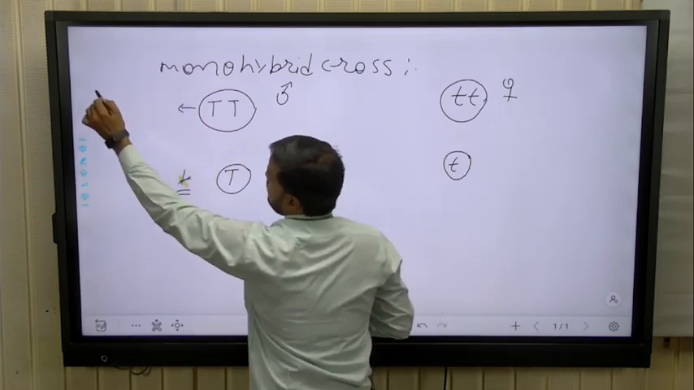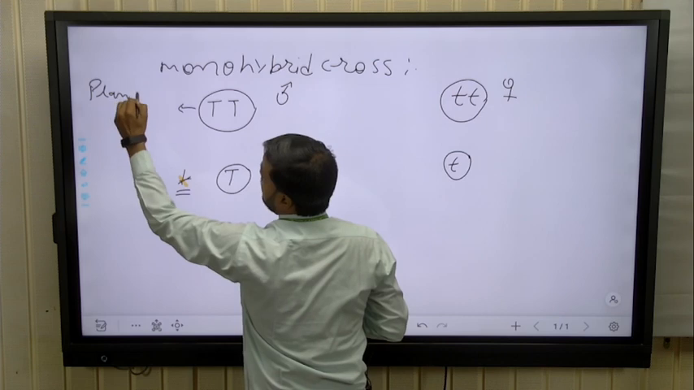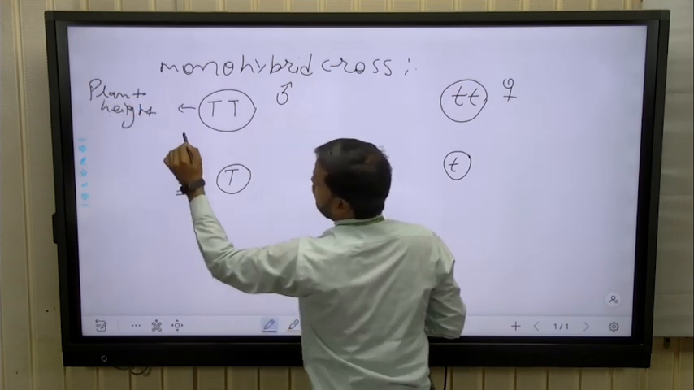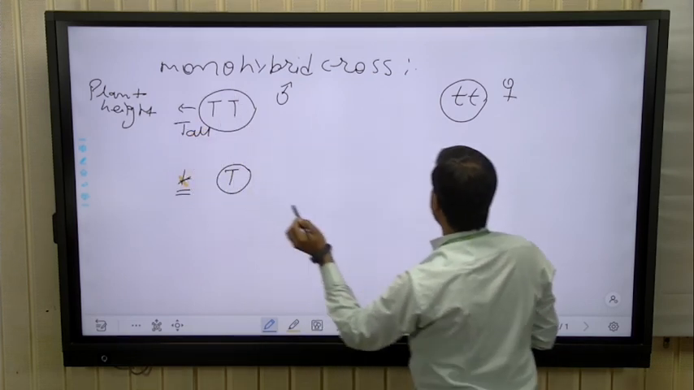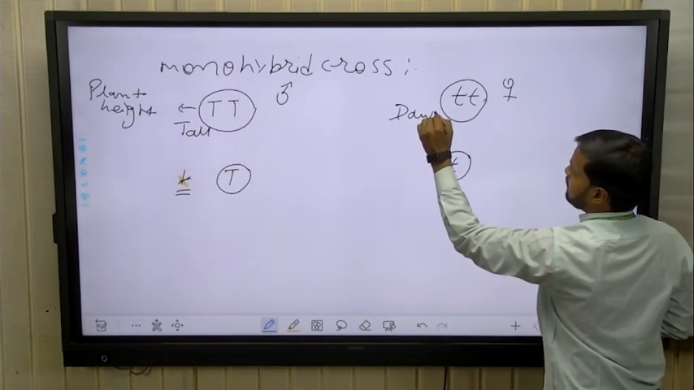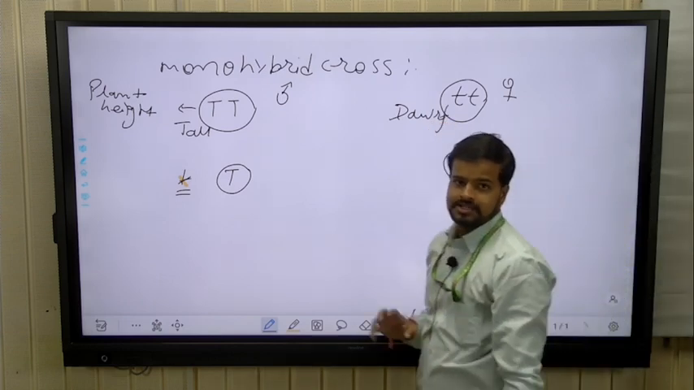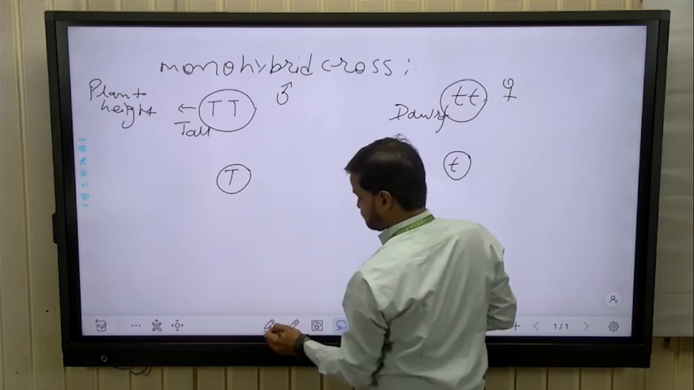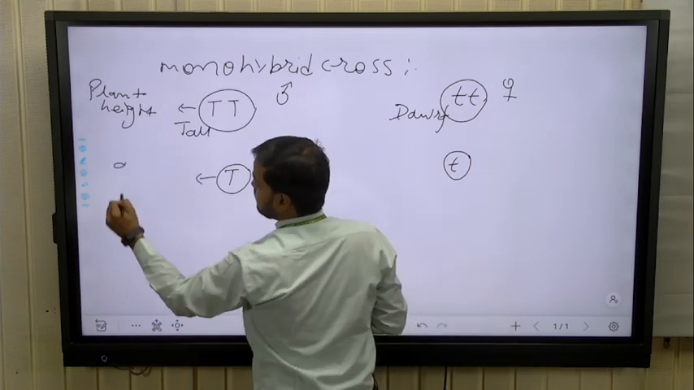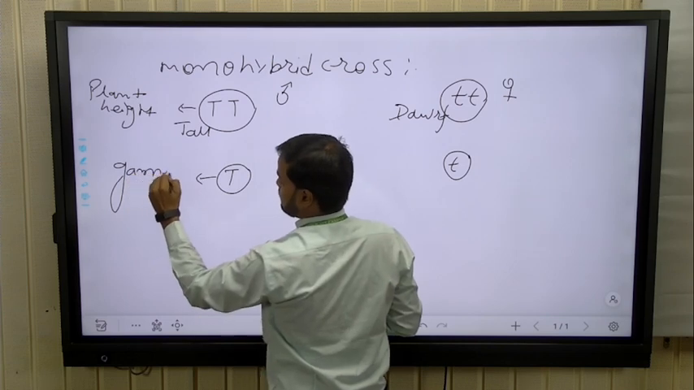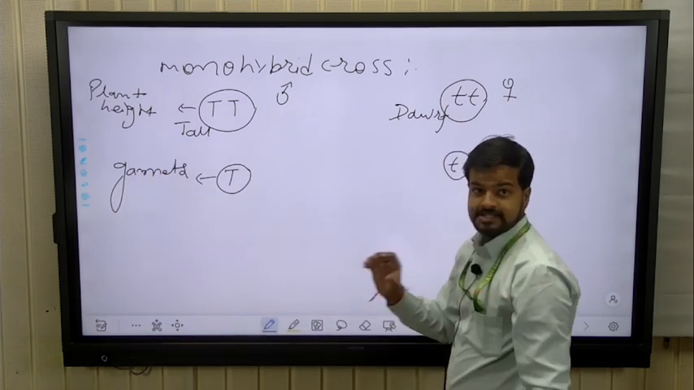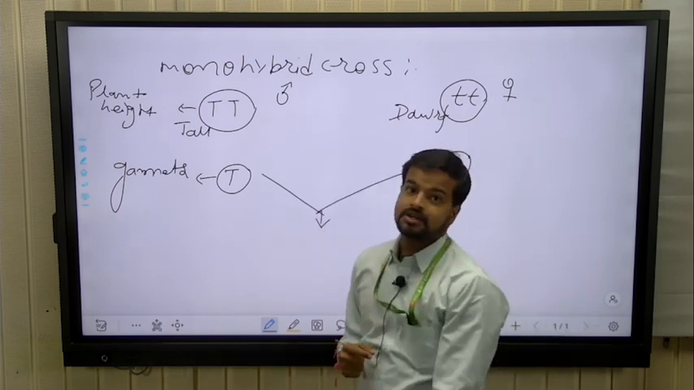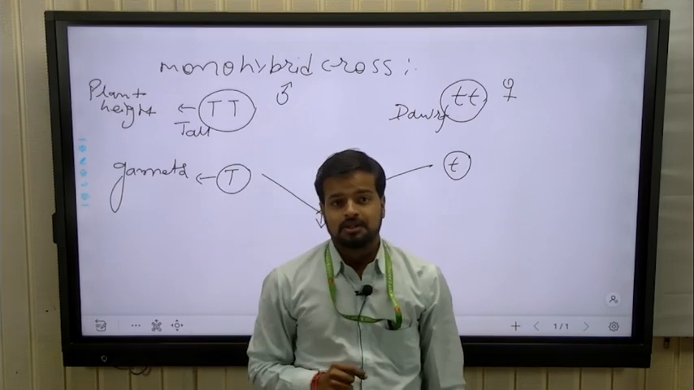Then what happens? First we write the character. It is plant height. And what is the character? It is tall and it is dwarf. It is clear? And this one is the gamete. These are gametes. It is clear?